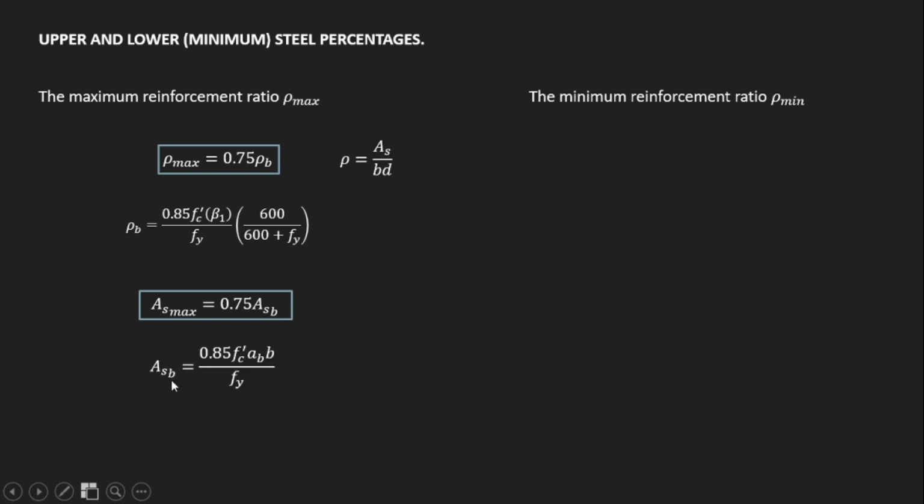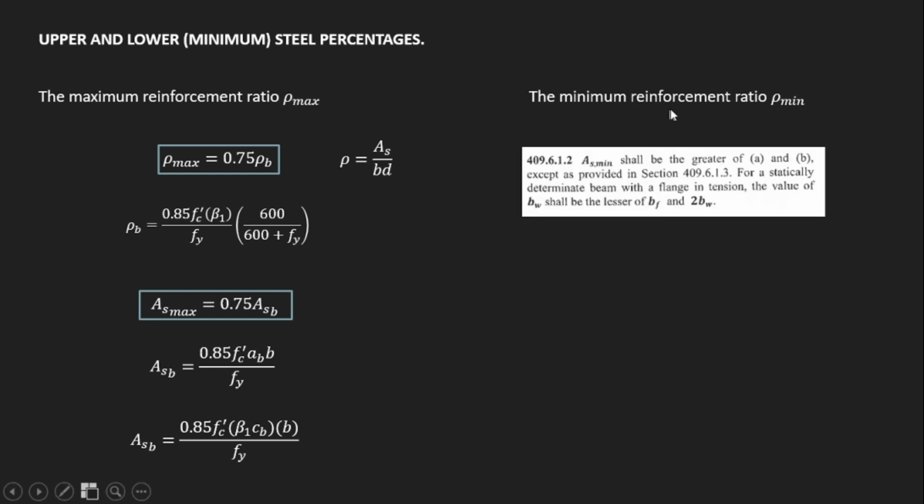And for As balance natin, that is also equal to this formula na 0.85 f'c a balance times b all over fy. And for a balance nga natin, that is also equal to beta 1 times c balance. Yung c balance, meron ding formula yan. And for beta 1, meron ding formula yan. Yung gagamitin natin, 2015. So, for the minimum reinforcement naman, dapat nililimit din natin yung reinforcement. At least, meron ganitong reinforcement.